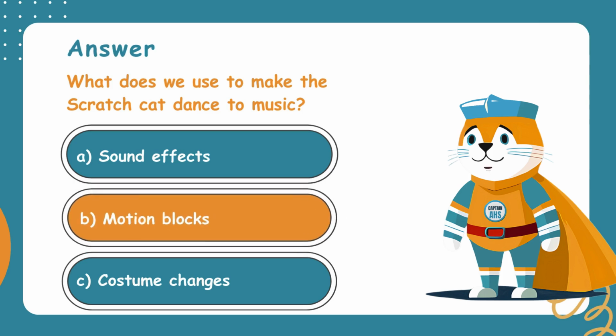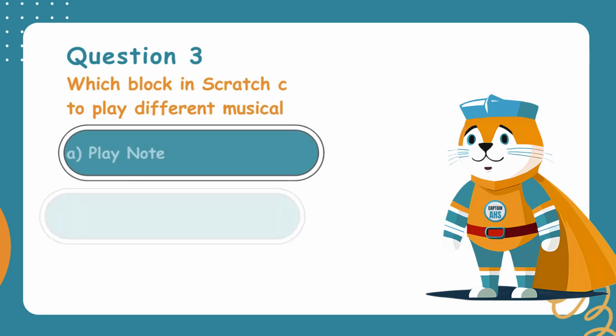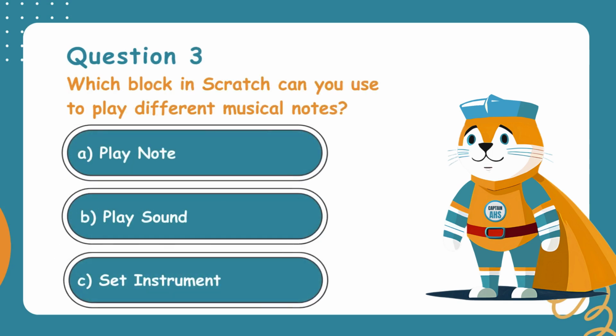Option B, Motion Blocks. What block in Scratch can you use to play different musical notes? Option A, Play Note. Option B, Play Sound. Option C, Set Instrument.